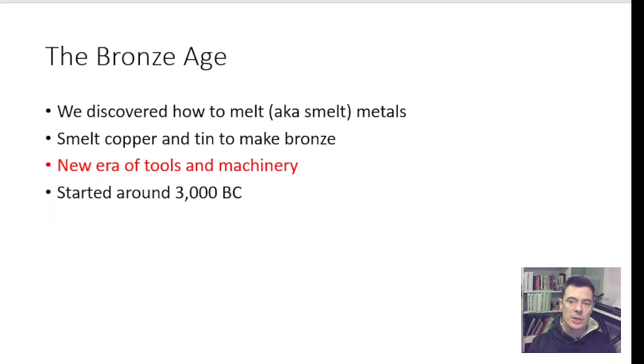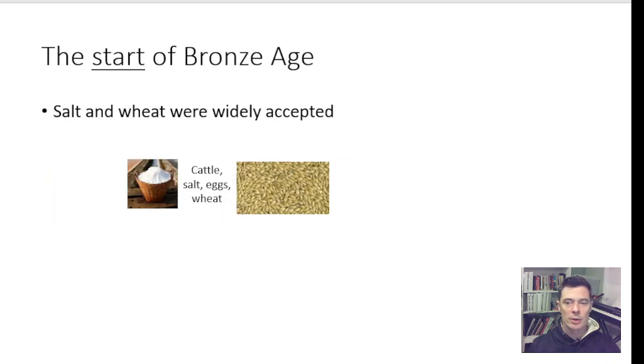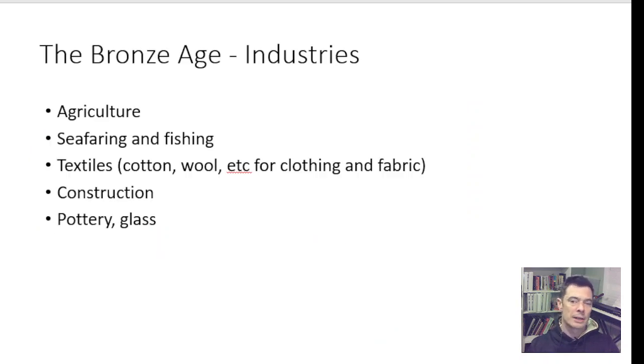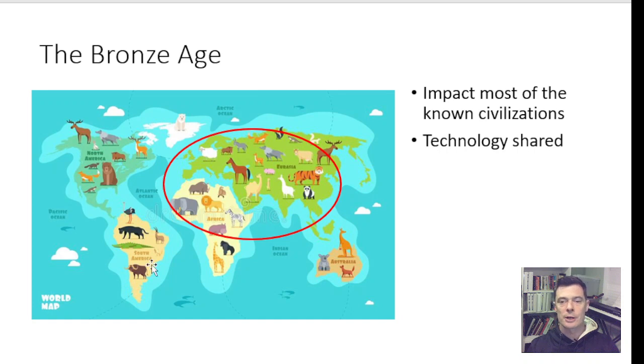With the Bronze Age, we had a revolutionary new capability with respect to tools and machinery. When the Bronze Age started, wheat and salt were the predominant forms of money. Most societies had prices and accounting all based on wheat. But now we have this new advanced technology, and things started changing quickly. Farming, for example: the same farm from the Stone Age, now in the Bronze Age with the right tools, could produce 10 to 100 times more output. Likewise, this kind of explosion in production happened in nearly every industry.